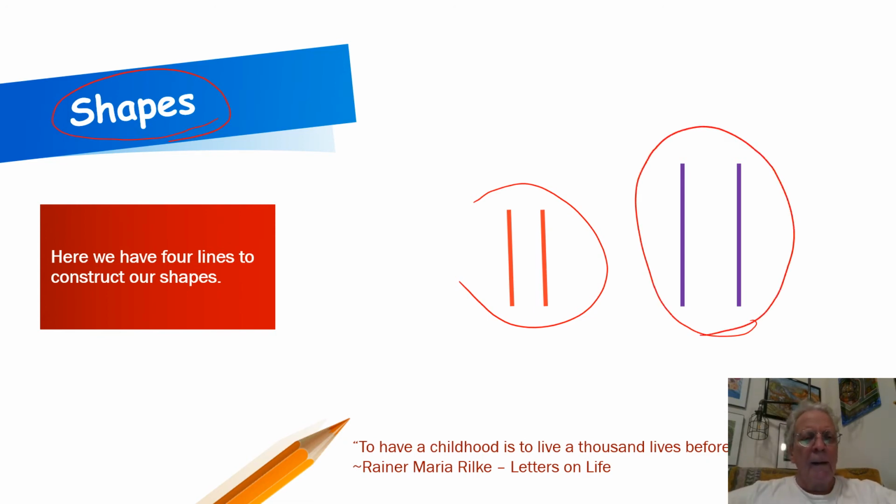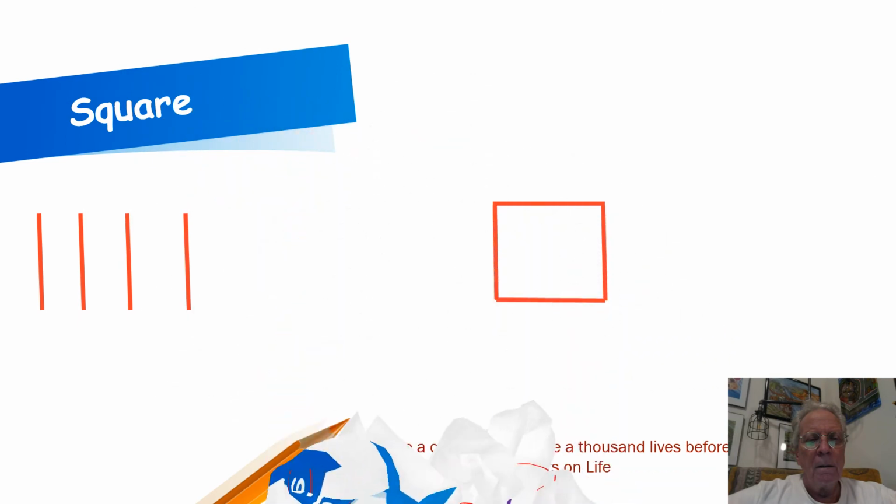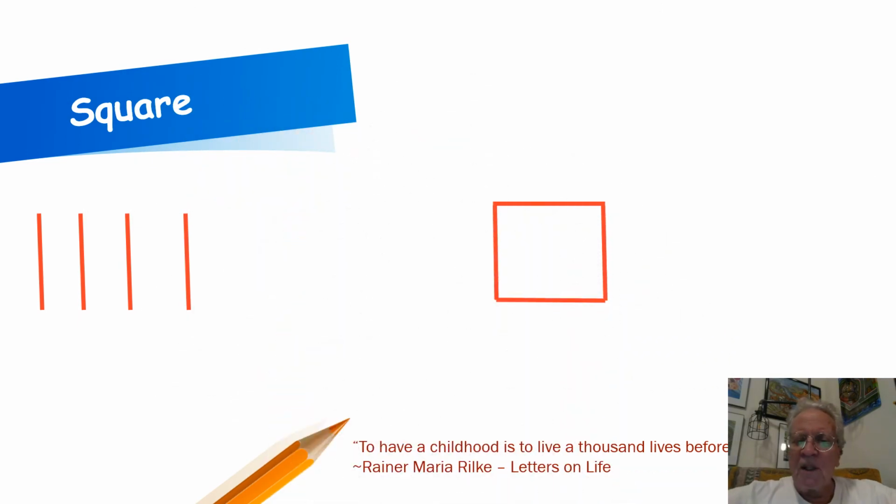Okay, now the rectangle and the square, both of them are put together when you have 4 lines connected. So let's see what we're going to talk about, if it's the rectangle or the square. We're going to talk about the square.